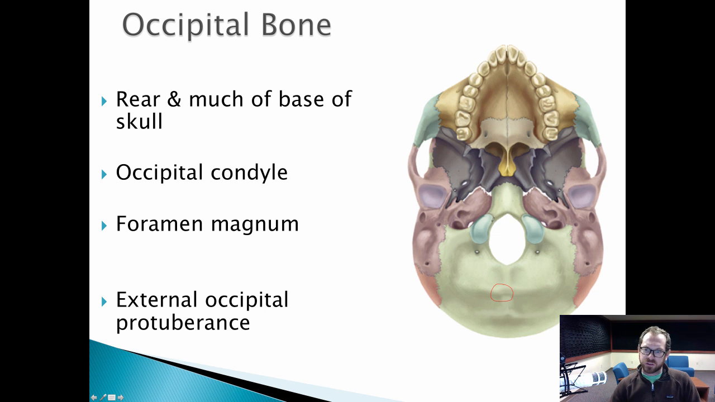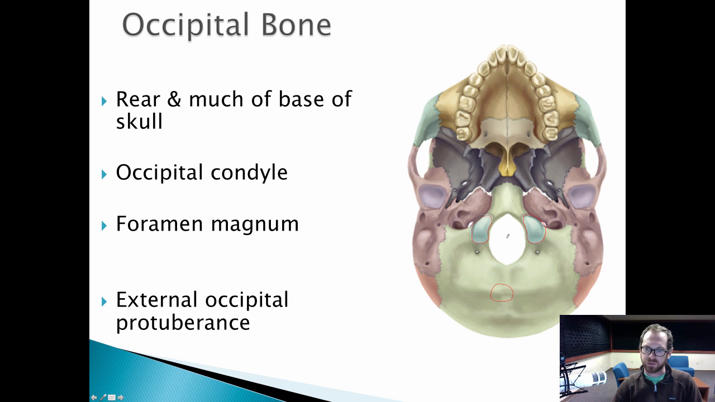Now we have these two features here that I'm highlighting in red, and these are going to be our occipital condyles. And if we recall from our vertebrae lecture, this is where your atlas, or your C1, your cervical vertebra 1, is going to articulate. So this is where the skull and the vertebrae meet.